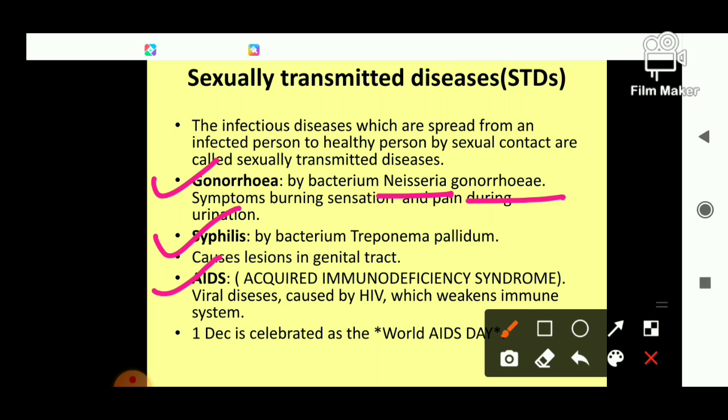Then second is syphilis. Now see, this is also a bacterial disease. Treponema pallidum causes lesions in the genital tract. The disease is a chronic illness which affects the mucous membrane in the genital, rectal and oral regions and causes lesions in it. Infection occurs by sexual intercourse and from mother to child also. It is also easily cured with antibiotics. By taking antibiotics, it can be cured.